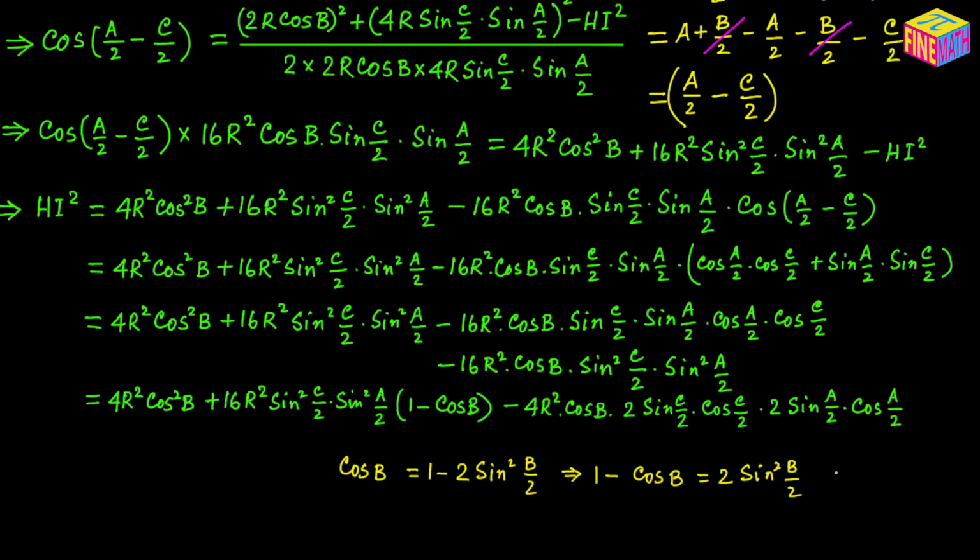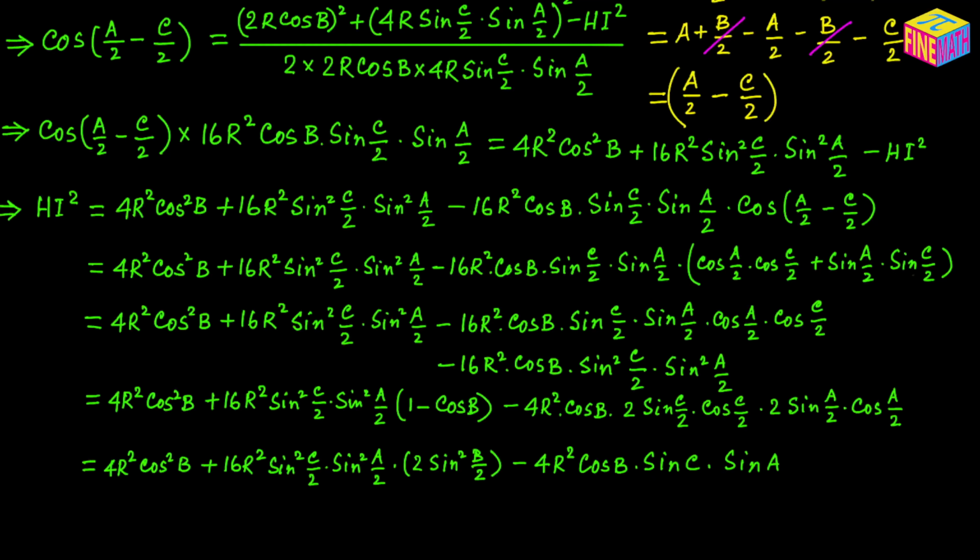On the rightmost term there, we're going to combine 2 times sine of c over 2 times cosine of c over 2. That will become sine of c, and similarly 2 times sine of a over 2 and times cosine of a over 2, that will become sine of a. So that's exactly what I'm going to do in the next step.